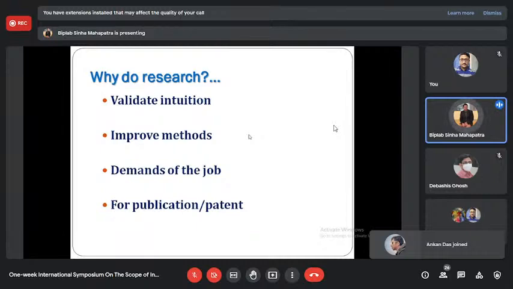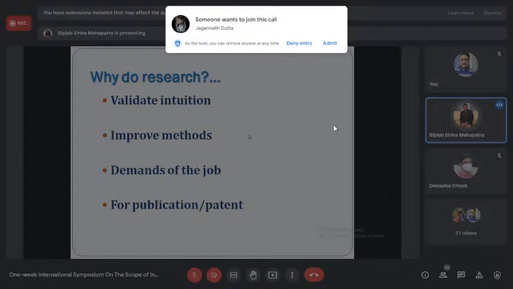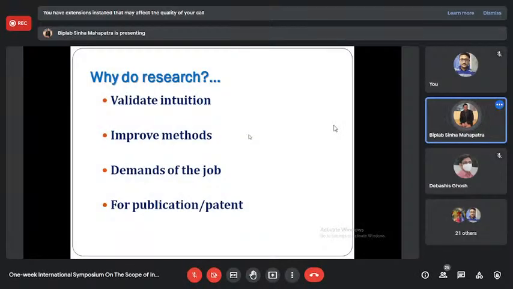So, if Copernicus and Galileo had not done their research projects, then how could we know that the earth goes around the sun? These things cannot be known to us if they do not do the research. Improve methods. I can give you an example of how you can improve the methods.